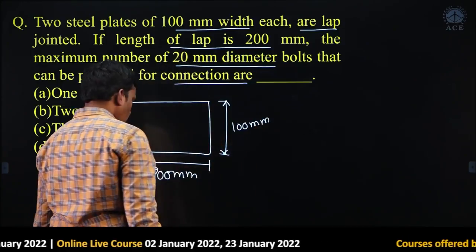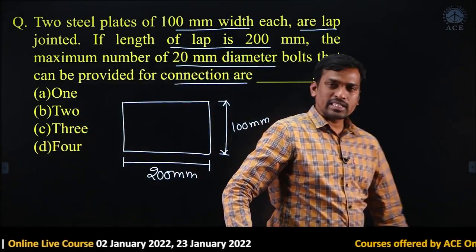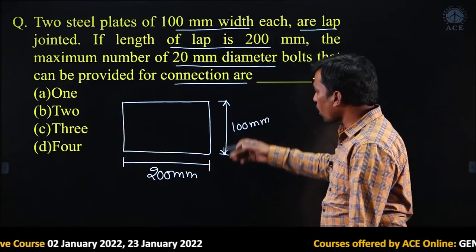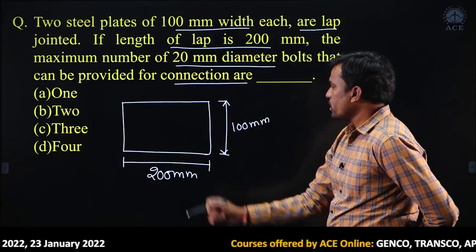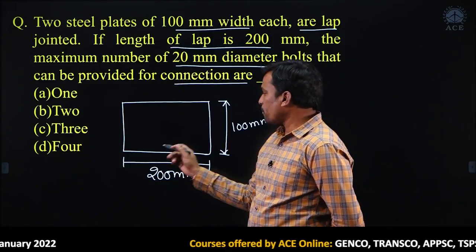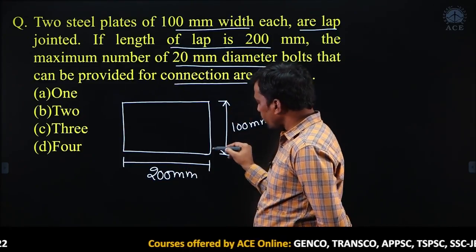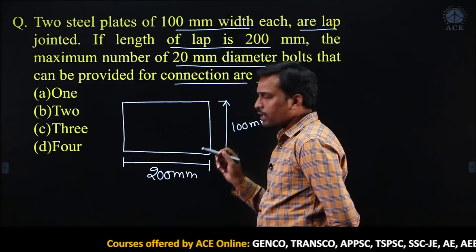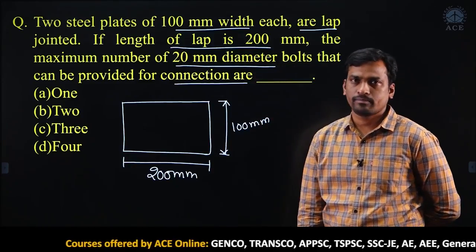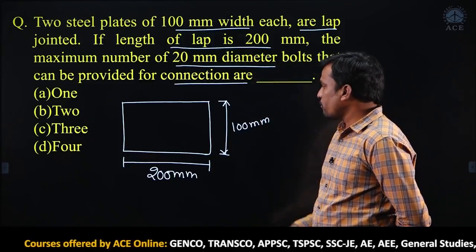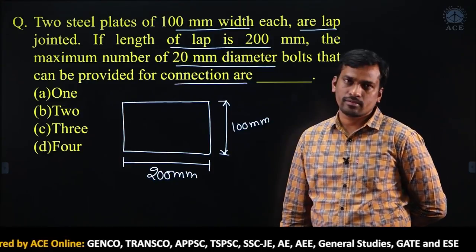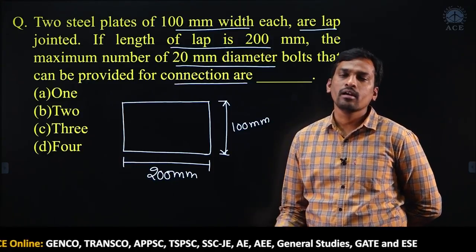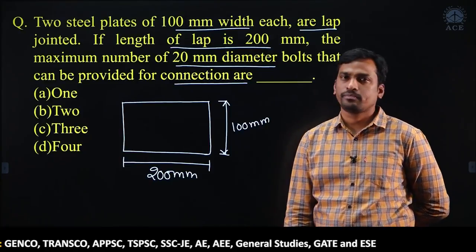Okay. So, how many maximum number of bolts can we accommodate here? Maximum number of bolts. So, we have to find the number of bolts along the width, then along the length, both we have to find, and before that we have to find the minimum end or edge distance. Similarly, we have to find the minimum pitch also.